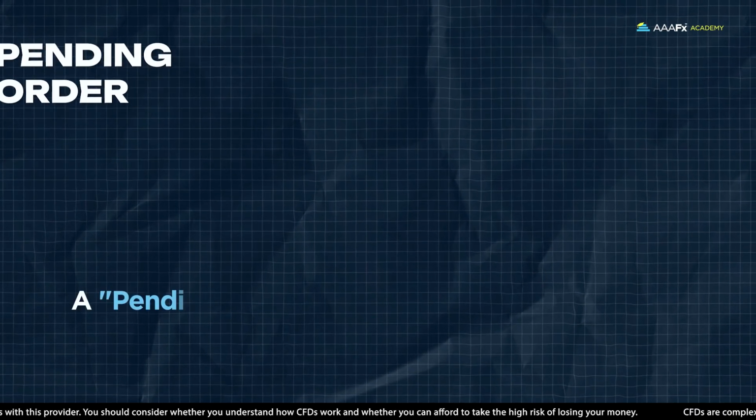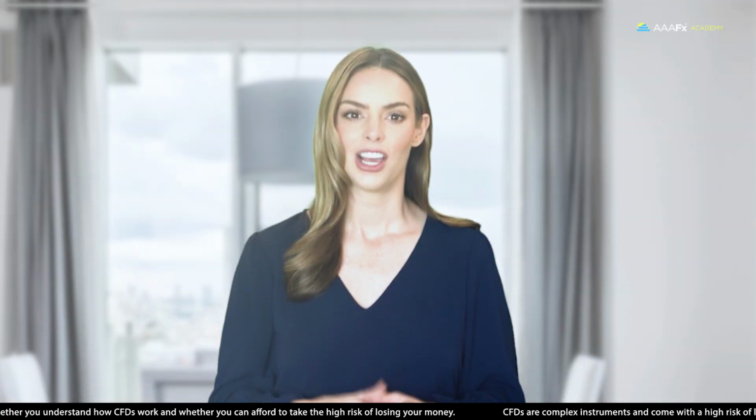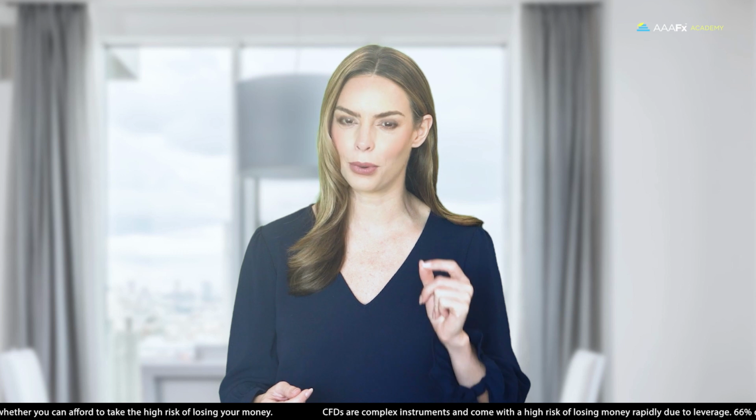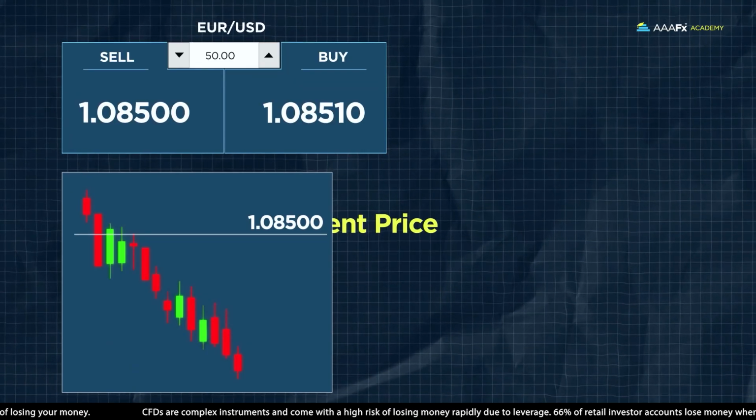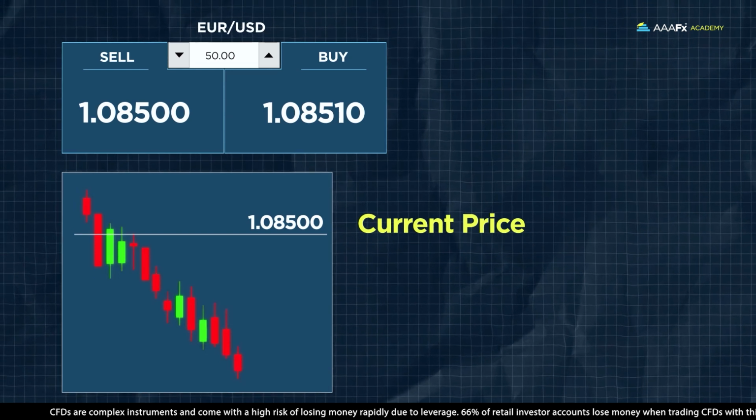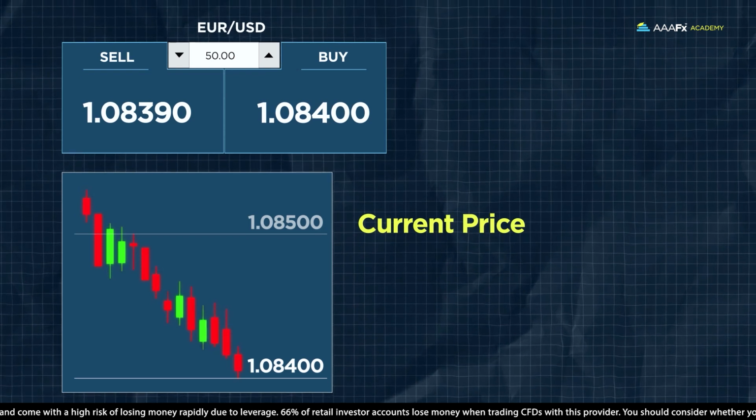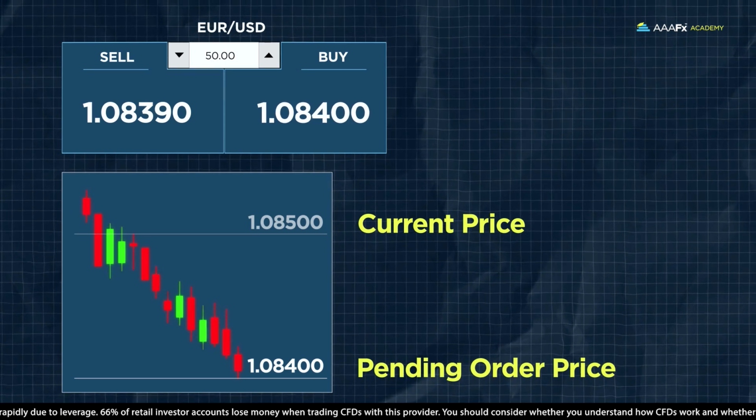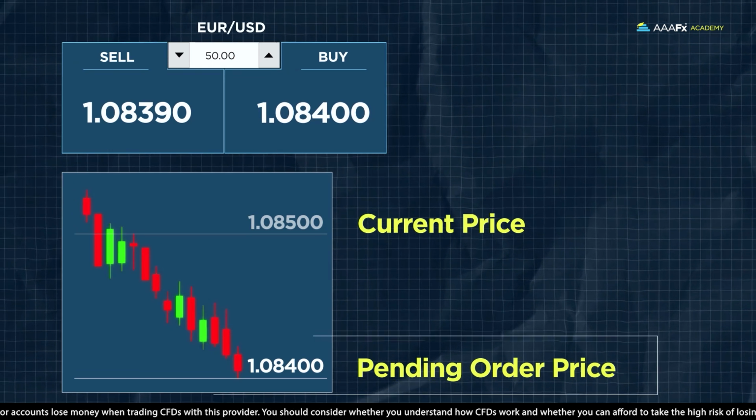On the other hand, a pending order allows you to specify the price at which you want to enter the market. Your trade will only be executed if the market reaches that specific price point. Imagine Euro-USD is currently trading at 1.08500 and you believe that its price will fall to 1.08400. So you can place a pending order at 1.08400 to be executed in the future only if the market price reaches this price level.